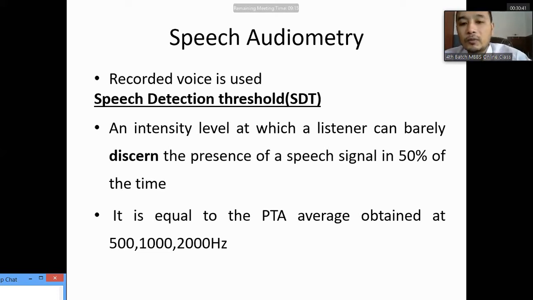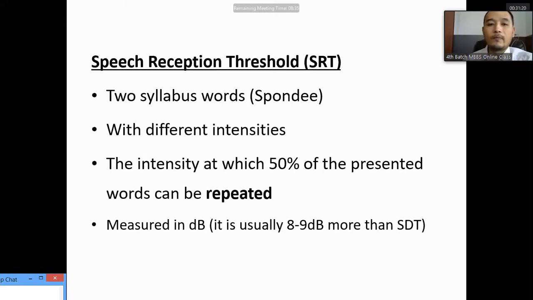Actually, when we give the report of the pure tone audiogram, we calculate the average loss in decibels of the three frequencies, 500, 1000 and 2000. We do not give the hearing loss in decibels for every frequency, but we calculate the average of these three frequencies when we give the PTA report. So this speech detection threshold is equivalent to the PTA average. It's the faintest speech which the patient can hear 50% of the time the stimulus is given to him.